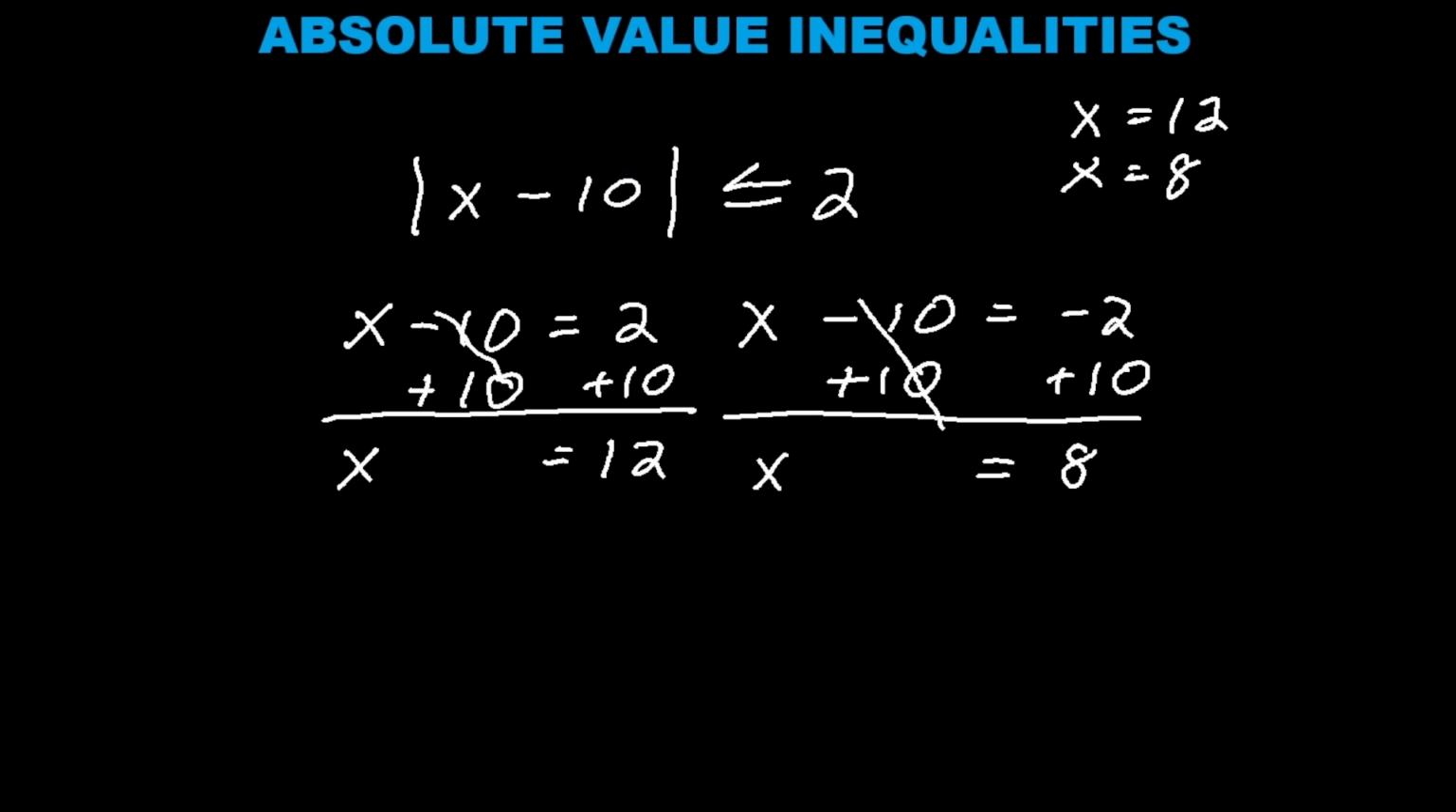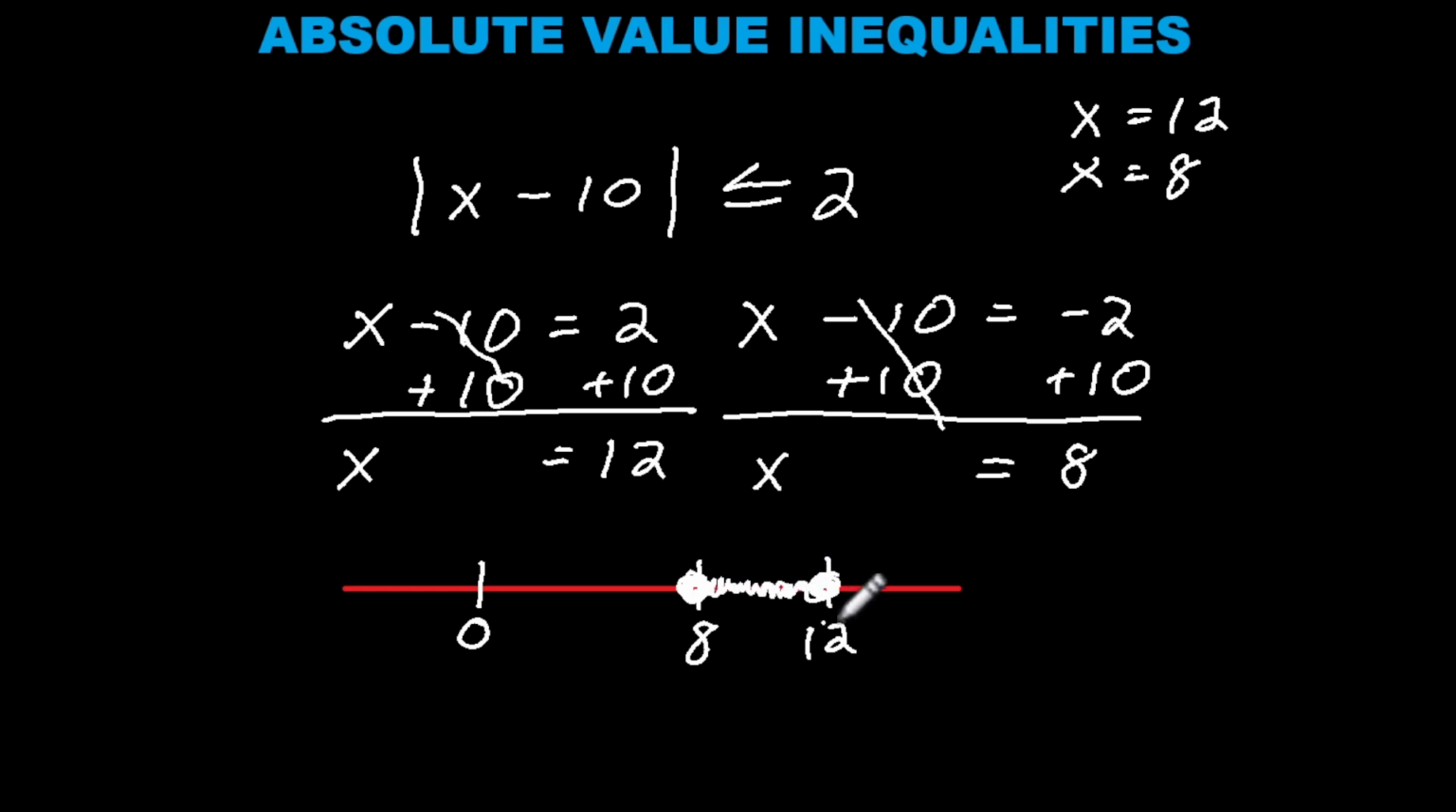So now graphing this, I see that this is equals, so I can have closed dots for both 8 and 12. And again, I need to test to see if there are going to be values in between that satisfy, and that's true, or if the values are to the outside, as in the last problem. So let's try 9. So I have 9 minus 10 is minus 1, and the absolute value of minus 1 is 1. 1 is less than or equal to 2. So it's true. And inside here, this is going to be shaded this way.